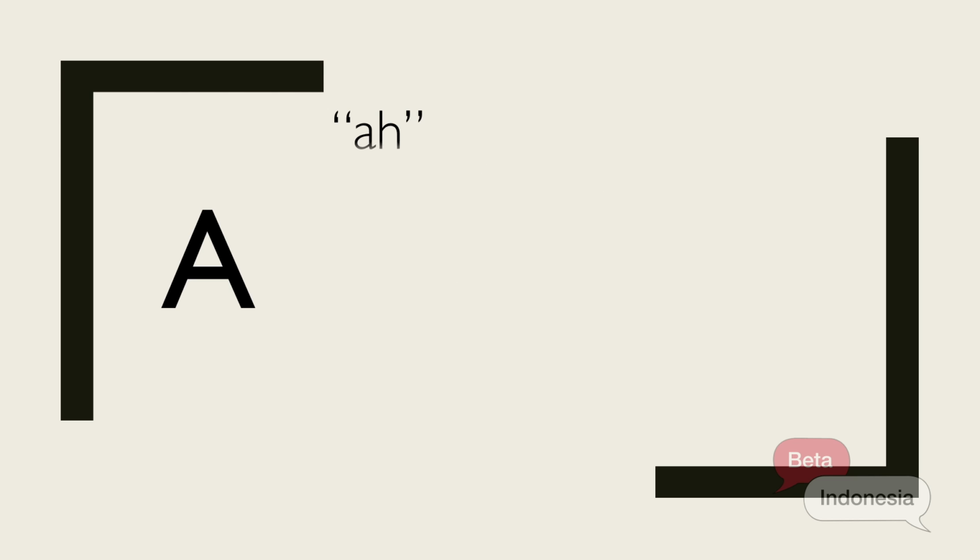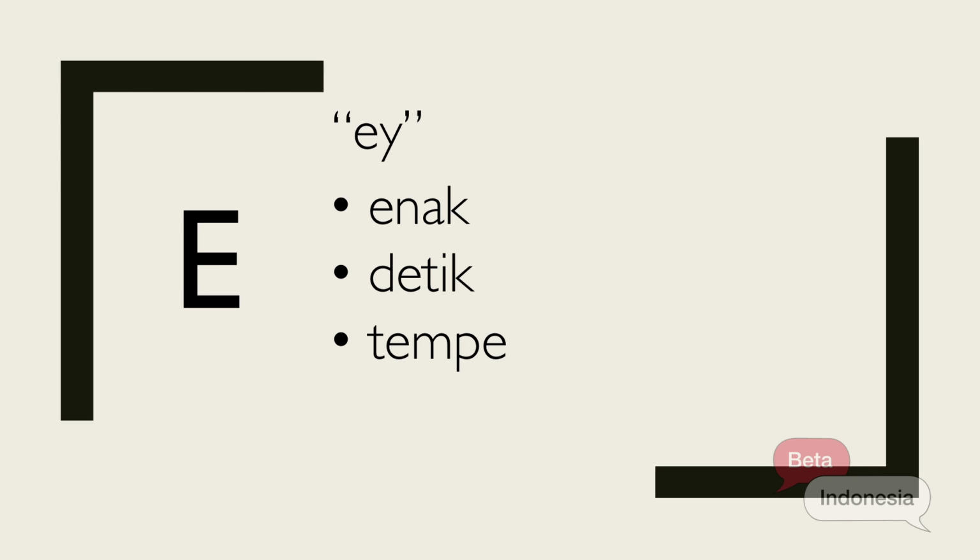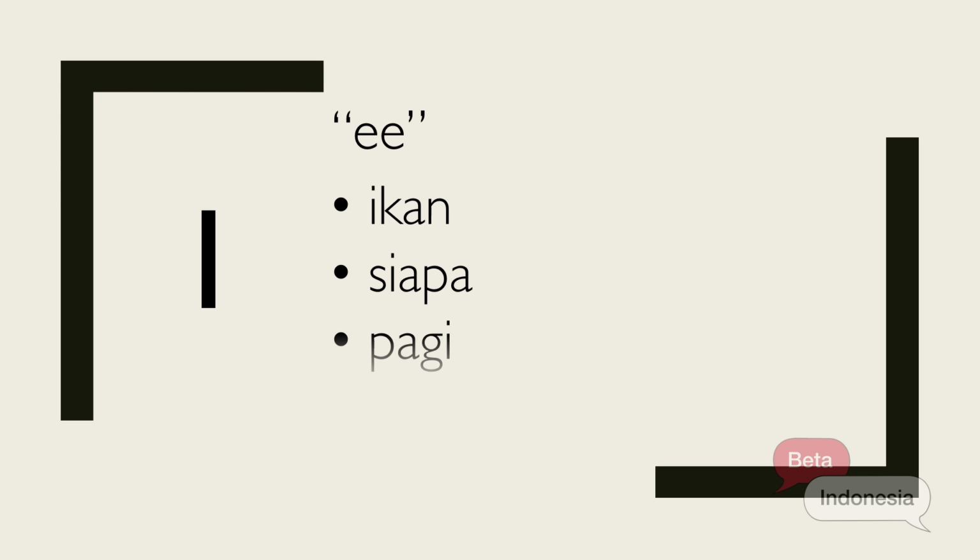The letter A is always pronounced as A, such as apa, baca, and saya. The letter E is always pronounced as E, such as enak, detik, and tempe. The letter I is always pronounced as I, such as ikan, siapa, and pagi.